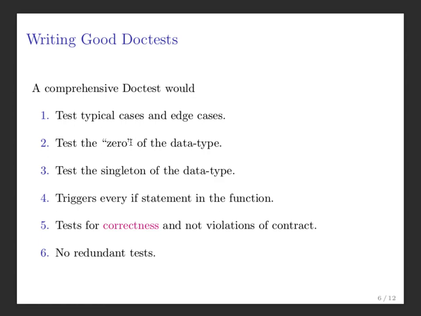So an empty list would be the 0 for lists, right? It's the list that you can add to any other list, which leaves that list alone, right? That's basically the property of 0, right? That when you add 0 to something, the thing that you're adding to doesn't change, right? So you want to try your zeros and empty lists.